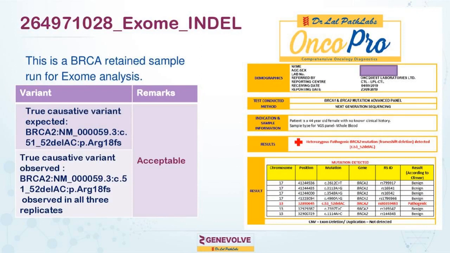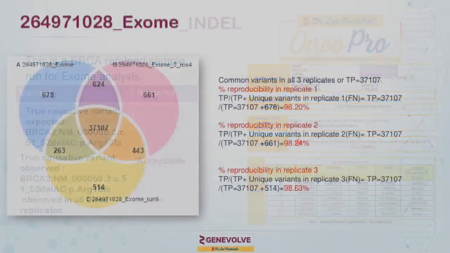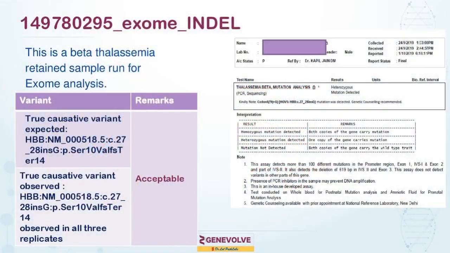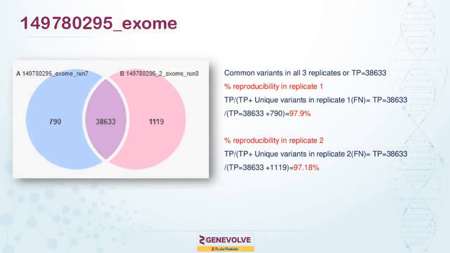So, for example, this was one of the BRCA samples in which we had an indel, which we took and then replicated in triplicate, and we found that for indels, we could have more than 98% concordance between the replicates. Similarly, this was a beta thalassemia sample, again for an indel kind of situation. Again, more than 97% concordance between replicates.